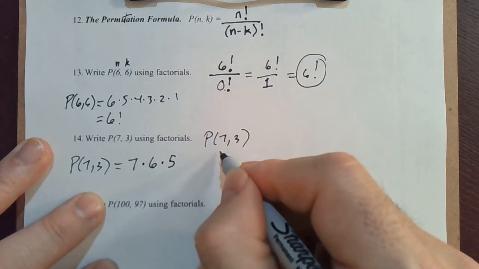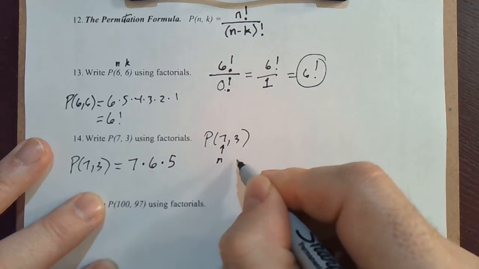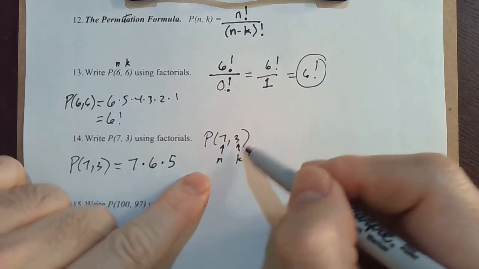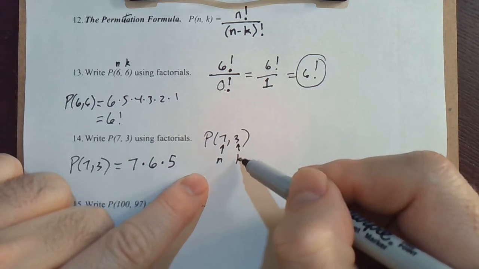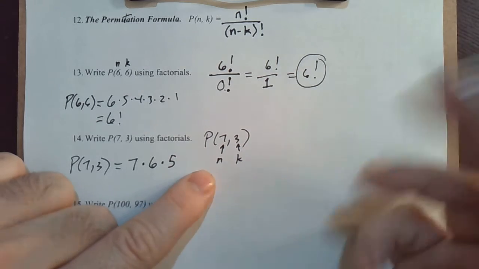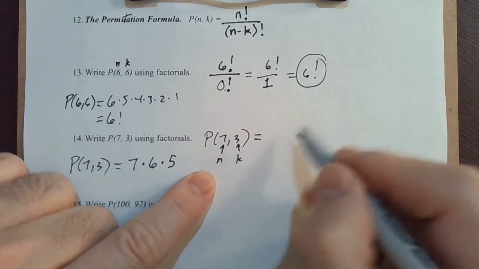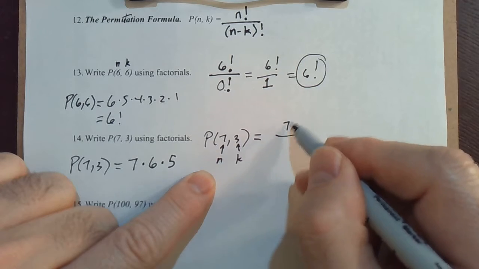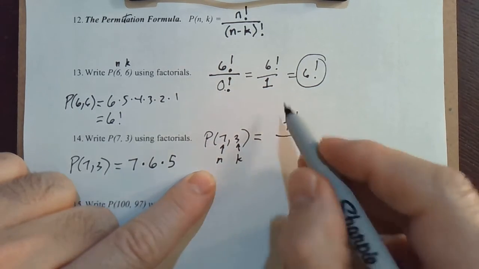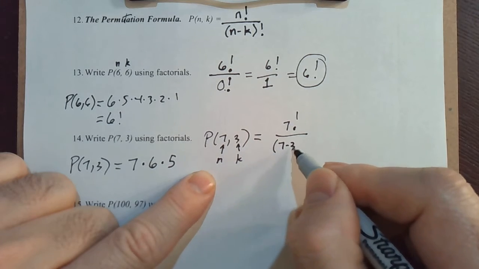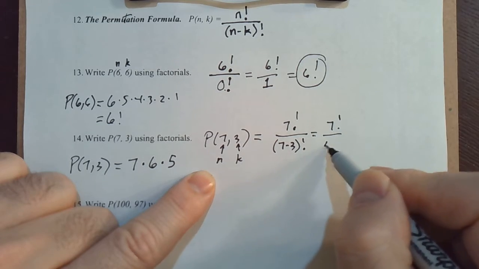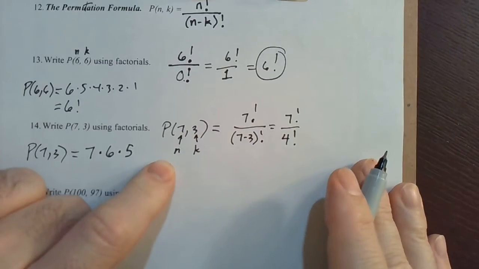P73, 7 is n and 3 is k. Remember, k is less than or equal to n. So using the formula, n factorial or 7 factorial goes on top. And what goes on the bottom? Not 3 factorial, but 7 minus 3 factorial, which is 7 factorial over 4 factorial.